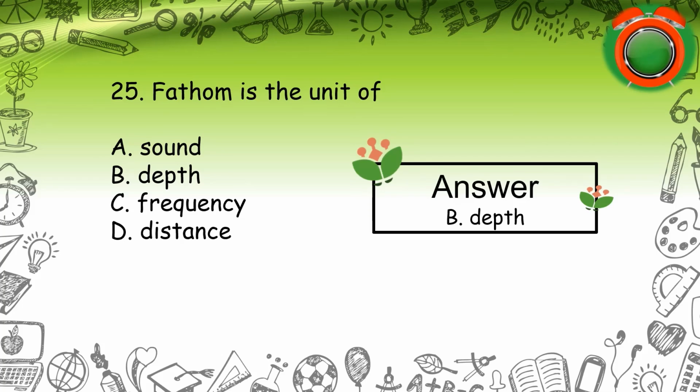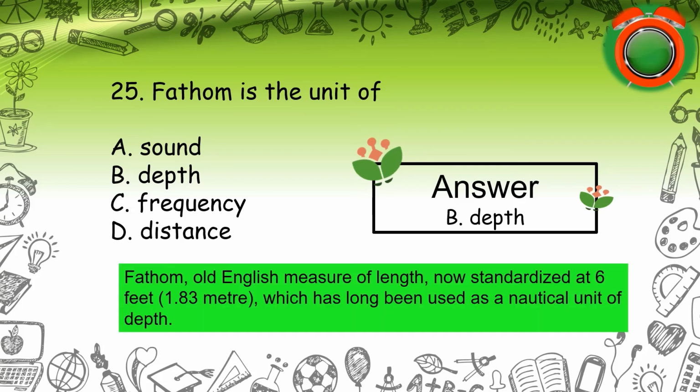The correct answer is B. Depth. Fathom, an Old English measure of length, now standardized as 6 feet or 1.83 meters, which has long been used as a nautical unit of depth.